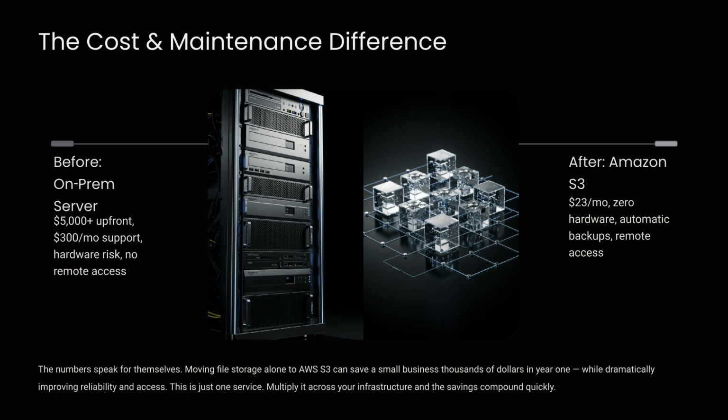The comparison is striking. The on-premise server requires high upfront capital and ongoing support costs with inherent risks. Amazon S3 is subscription-based, requires zero hardware, includes automatic backups, and allows remote access at a fraction of the cost. The savings compound across your infrastructure.